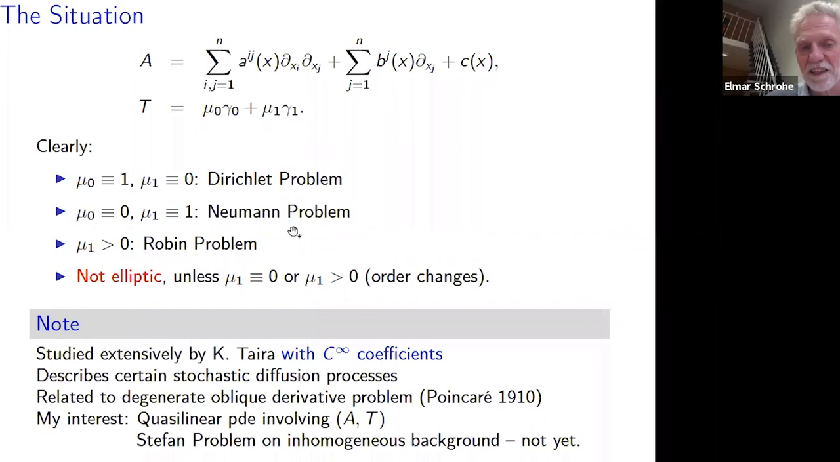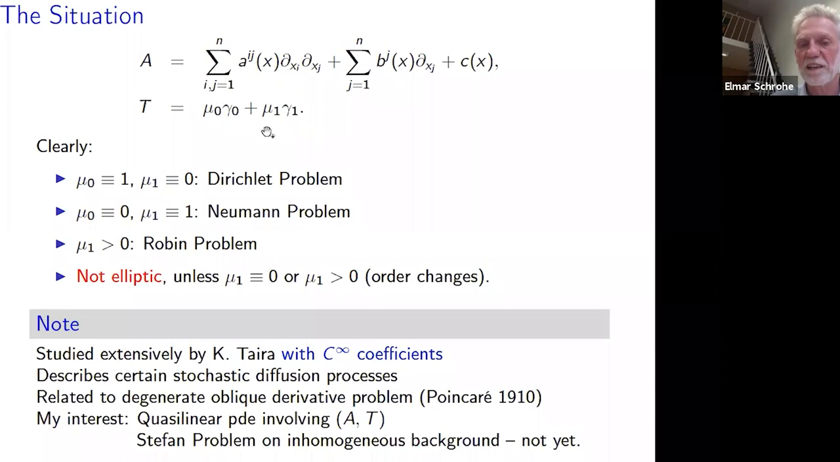And the interesting case, and that's the case we want to look at, is when mu one is not everywhere zero or not everywhere strictly positive. In this case, mu one is zero somewhere and non-zero in another place, so the order of the boundary condition changes from a first order boundary condition, if we have gamma one, to a zero order boundary condition if we only have gamma zero. The sum is always positive, so one of the two has to be positive.